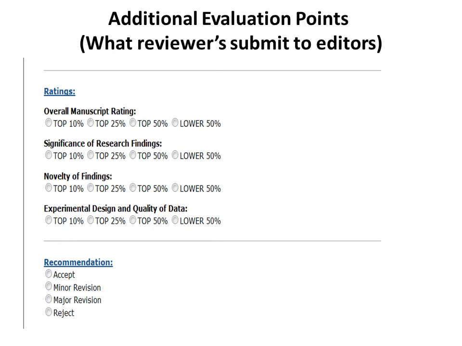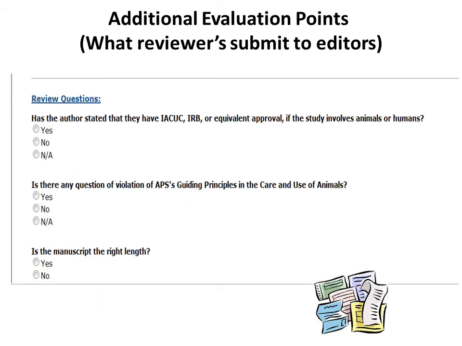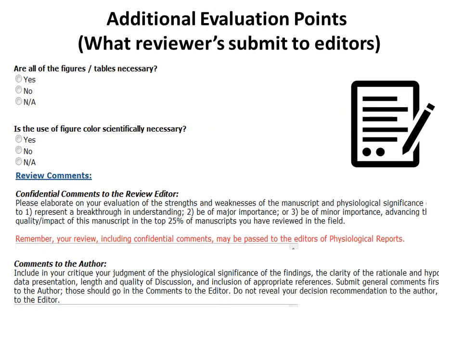Here's another screenshot that indicates additional questions that reviewers are asked to evaluate, such things as IACUC and IRB approval. Has that been entered into the manuscript, and is that clearly stated? Any questions of APS's guiding principles for the care and use of animals, which should be in the methods section of every paper. And is the manuscript too long, too wordy? Suggestions for shortening components of the manuscript can be made by the reviewer.